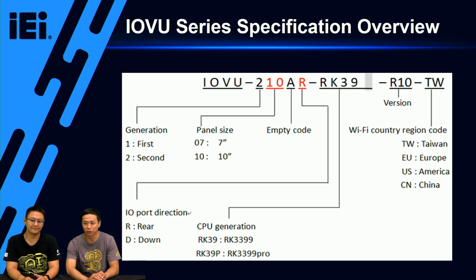This page is about naming rules. Why do we go into such detail? Wow, in fact, this is for all our clients and salespeople. They also ask what the naming rule is, because the product names look very similar. The key points have been highlighted in red. That 10 indicates the size of the panel. 10 means 10 inch. 07 is 7 inch. Simple and easy, right? And then R indicates rear I/O, where the I/O is on the back side. D indicates down I/O, where the I/O is toward the downside. Just similar to the general panel PC.